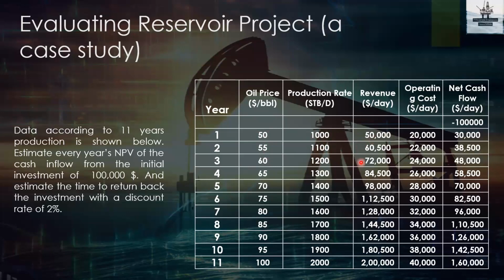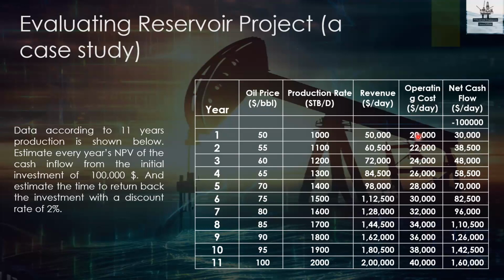1,100 times 55 will give you 60,500. So this is the revenue for every day, based on oil prices. Then finally, operating costs. These are the costs involved to run the business, and they have been given for every year.